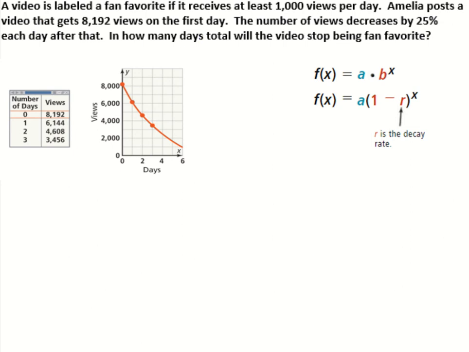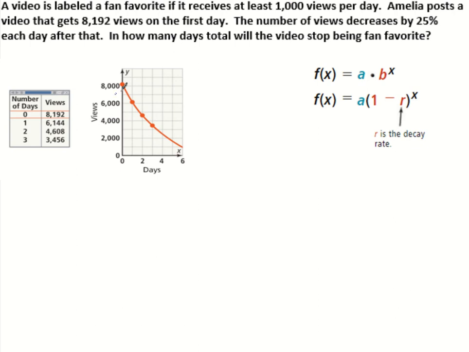A video is labeled as a fan favorite if it receives at least 1,000 views per day. So if it gets 1,000 views per day, it's considered a fan favorite. Amelia posts a video and it gets 8,192 views on the first day, but it decreases by 25% each day after that. After how many days will it be until the video stops being a fan favorite? So this would be an example of exponential decay.